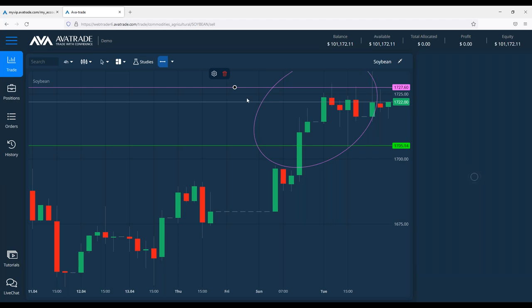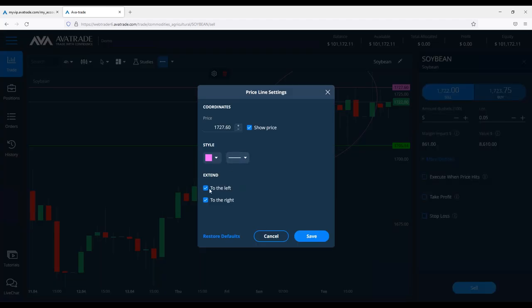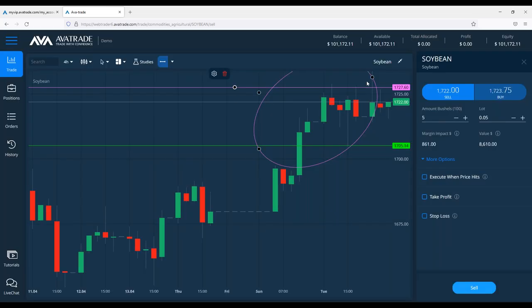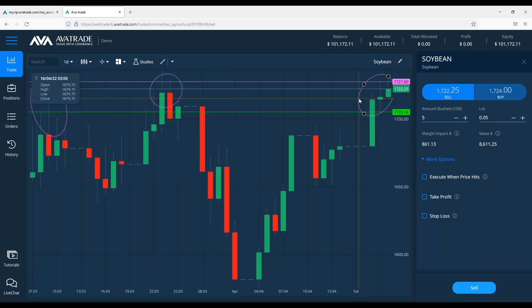Look how lovely this point is. 1727. It was here yesterday and couldn't break it. Yesterday twice. Today also, and it got turned back. Right? Let's look at the weekly, the daily ones.